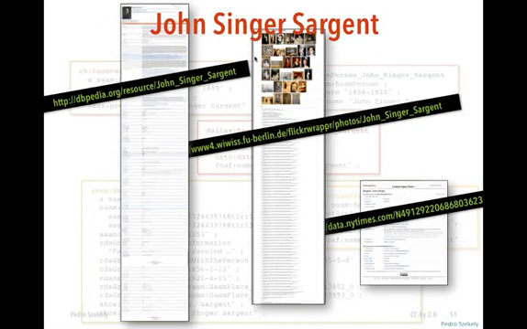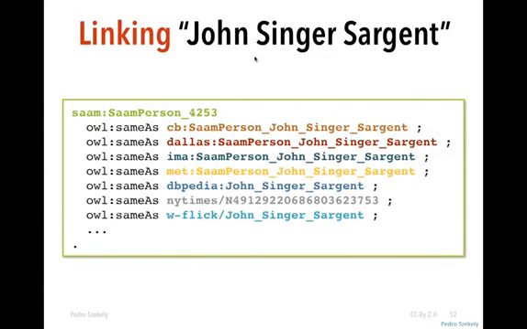So the solution to that is, and furthermore, there's other information about John Singer Sargent on the web. There's a long page in Wikipedia. The New York Times has information about John Singer Sargent. So what we want to do is basically link these URIs together. We want to say they all represent the same entity in the real world. So it says the SAM URI for John Singer Sargent represents the same entity as the URI for Crystal Bridges and for Dallas and so on.